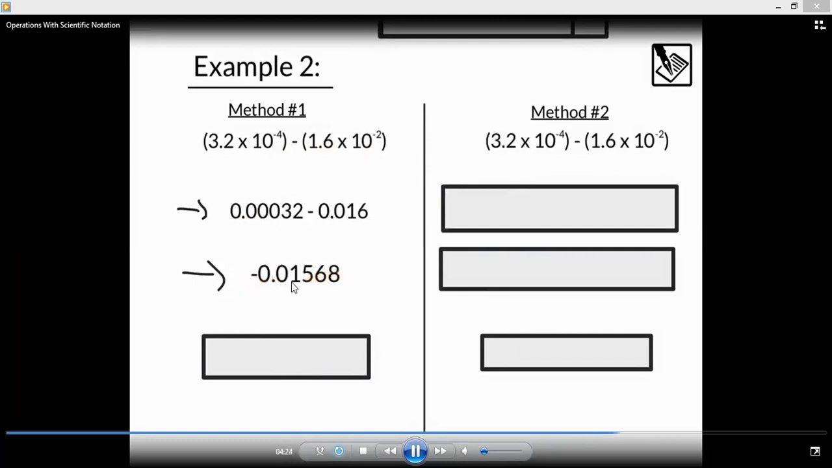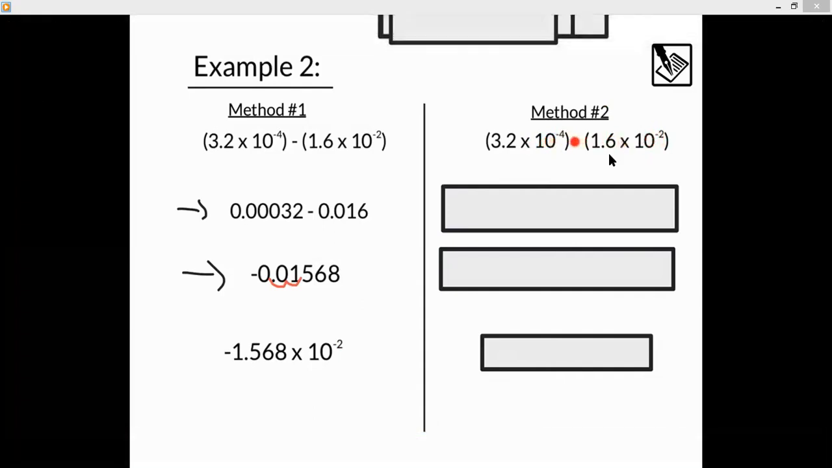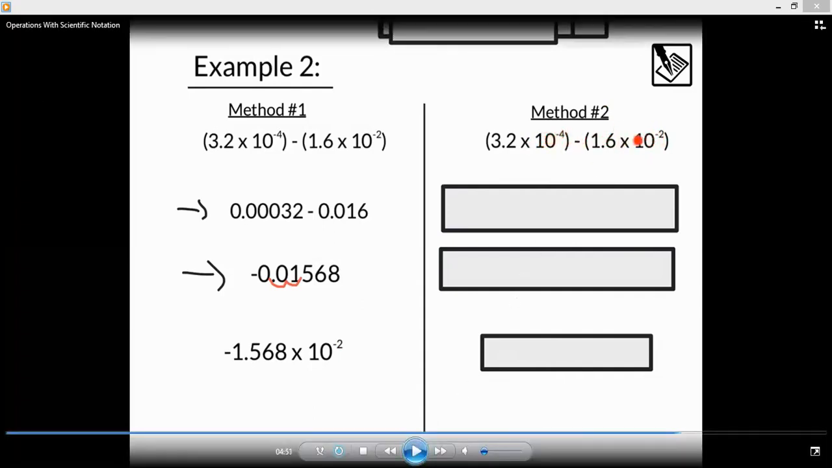You are going to move the decimal point to the right, like this is 1, 2, then you have 1.568 times 10 to the power of negative 2. In case you move to this side, it will be with negative exponents. So this is the first method. But in this case, you will note that you have 10 to the power of negative 4, and the second is 10 to the power of negative 2. They are not the same.